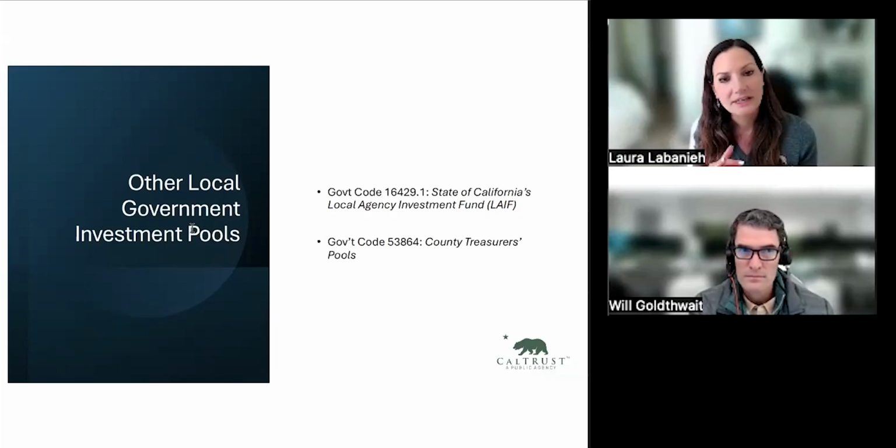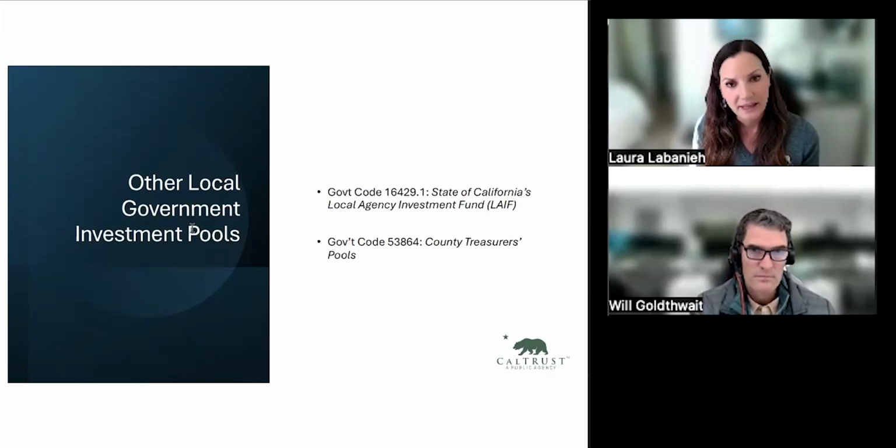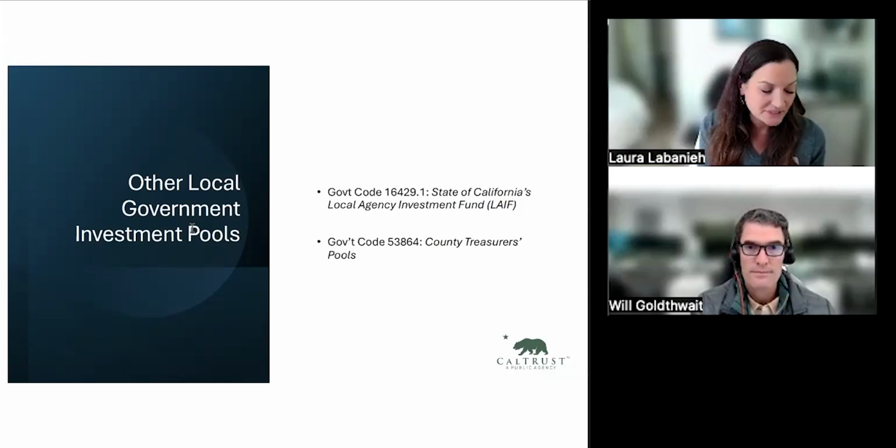With LAIF, you're going to see a lot of differences between LAIF and the JPA LGIPs in California.